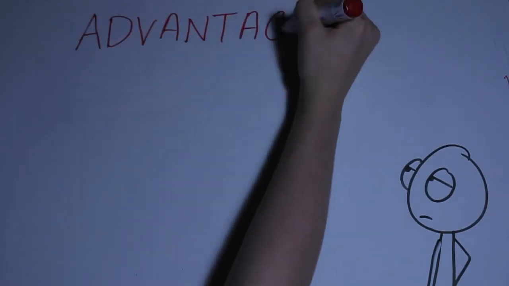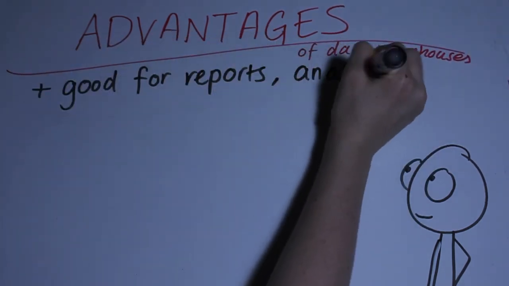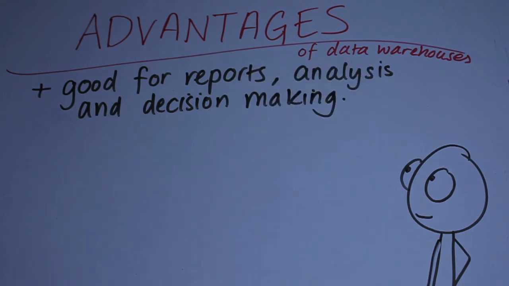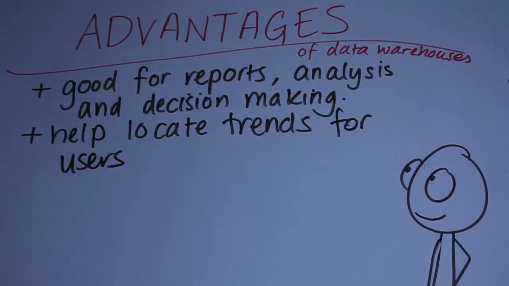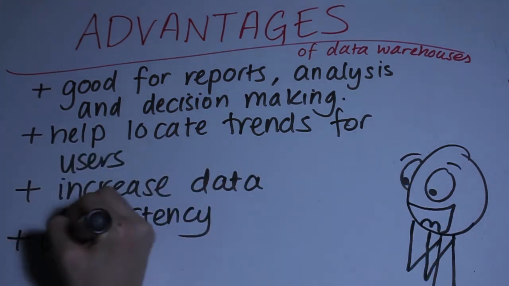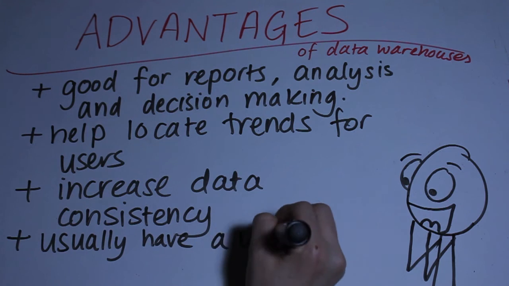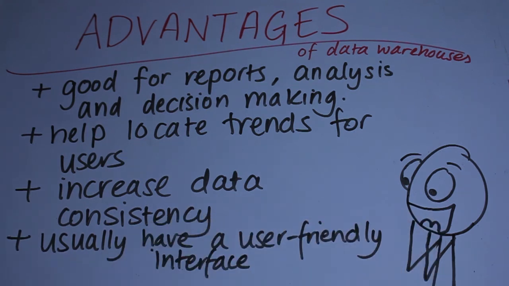Some good things about data warehouses. They're good for reports, analysis, and decision making. They can help locate trends to help users understand more about their business environment. They can increase data consistency. And also, they usually have a user-friendly interface, making it a quick and efficient way for us to access information.